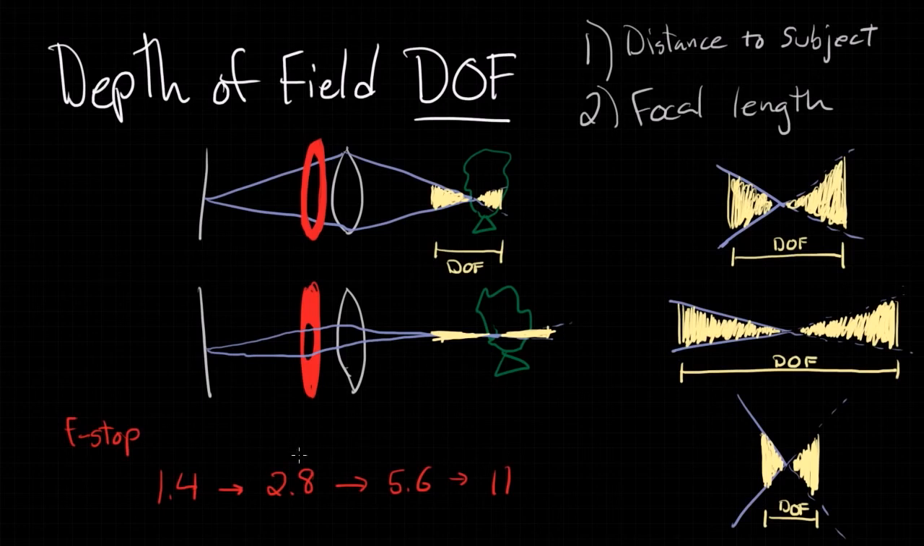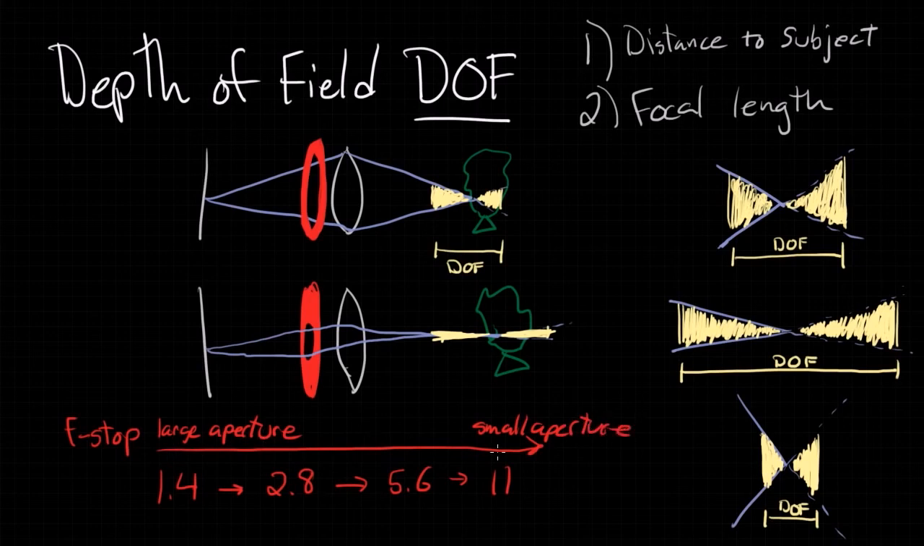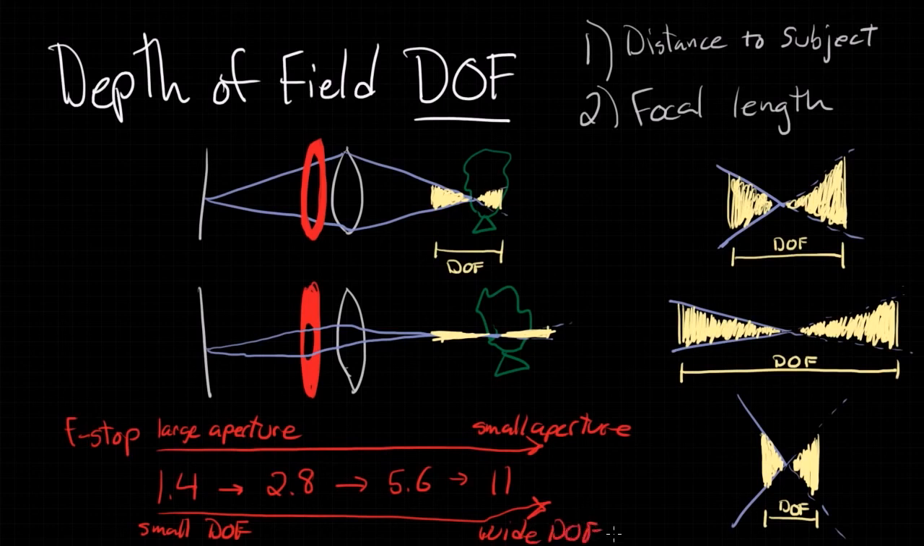And this is important because you can think of it as the higher the f-stop, the wider your depth of field, because if we go all the way up to 11 here, we're getting a nice closed down iris with a small aperture, so we get a nice wide depth of field. So thinking of it this way, we have a large aperture to a small aperture, okay, and then we have a small depth of field to a wide depth of field. Okay?